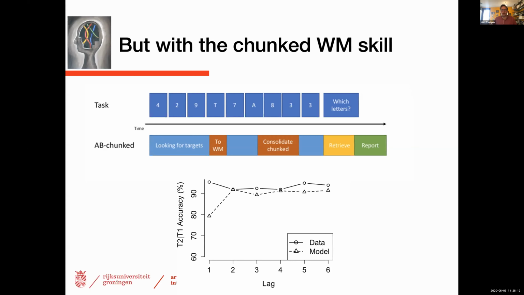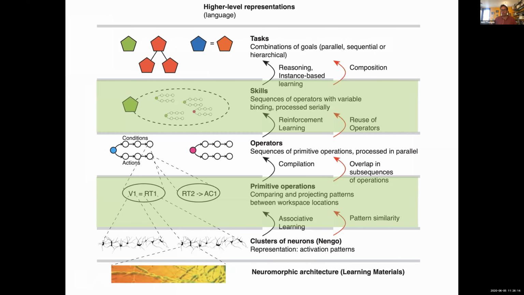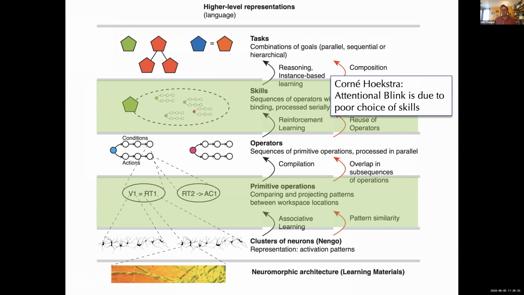So to summarize, I talked here about the skill level, which I hope I can convince you is a useful level to think about and to try to model, and also to try to identify what kind of skills are common among people and how they can reuse these skills. We do a lot more stuff, and this is what Corné has done. The explanation for the attentional blink is a poor choice of skills, not a limitation of our cognitive system.